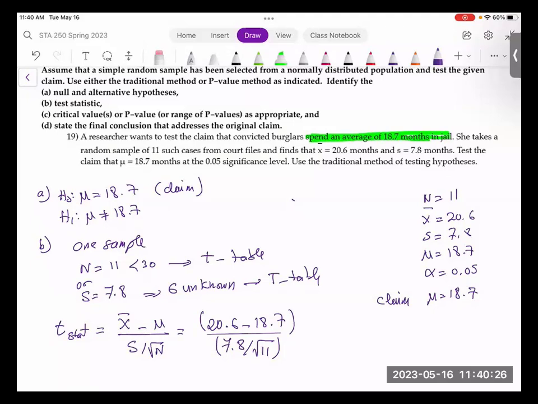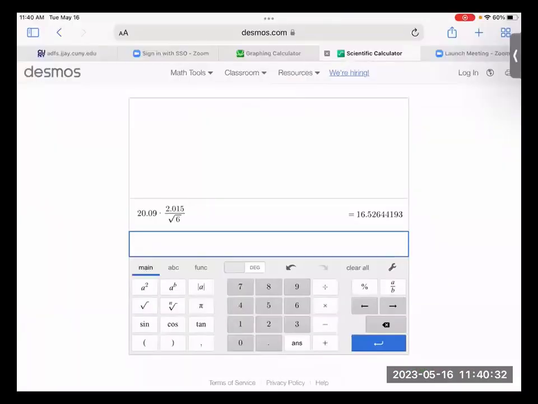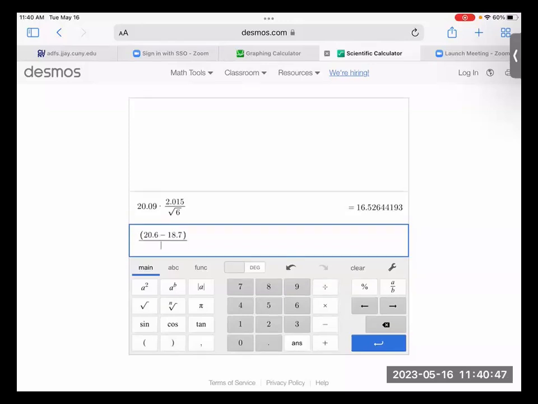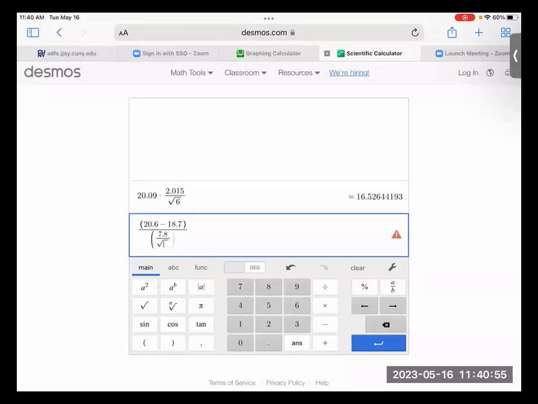It's always good to use parentheses. So let's go and plug them in. Parentheses 20.6 minus 18.7, close the parentheses, divided by, I open the parentheses again, 7.8 divided by square root of 11. All right, exit. So 0.80879.